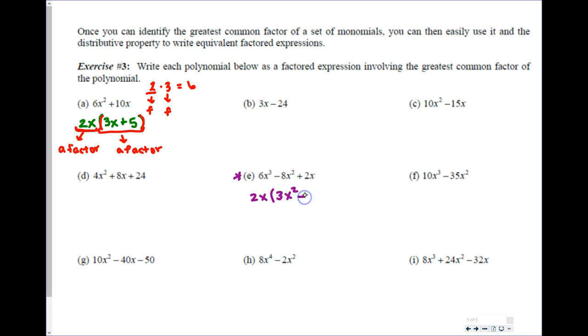Now I've got to put a minus sign here, because there is a minus sign here with the 8. So it's got to be minus 4, because 2 times 4 is 8, and then it's got to be an x here to get the x squared. And then this is kind of tricky.